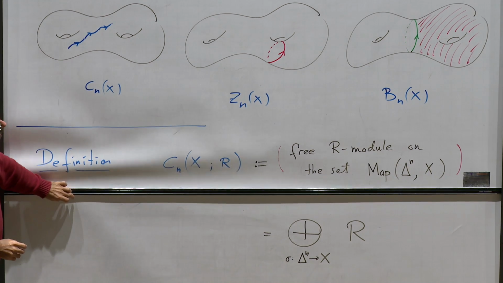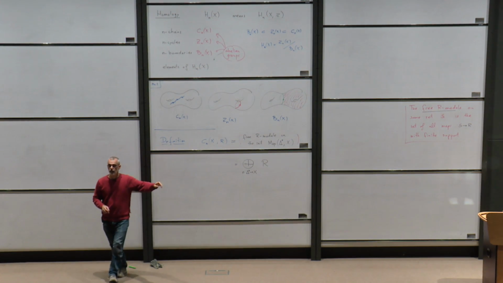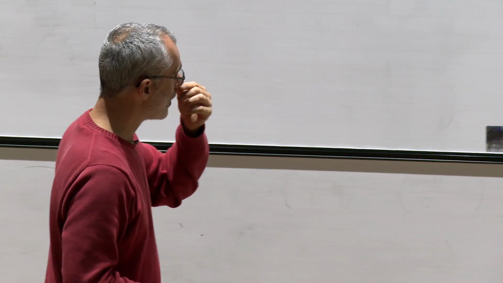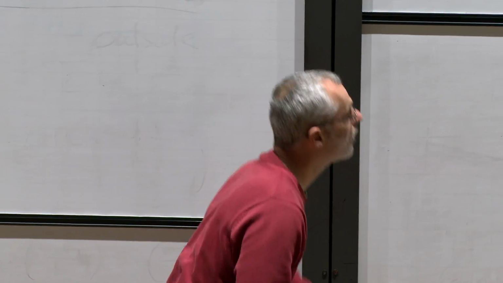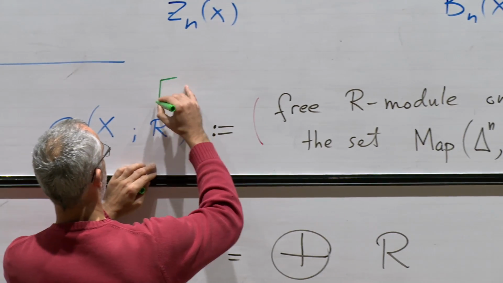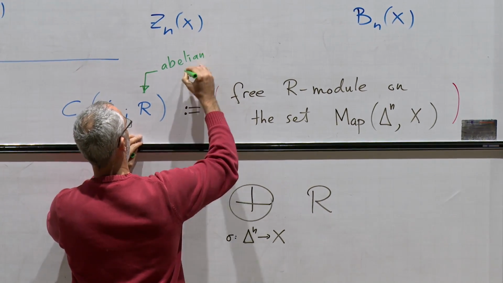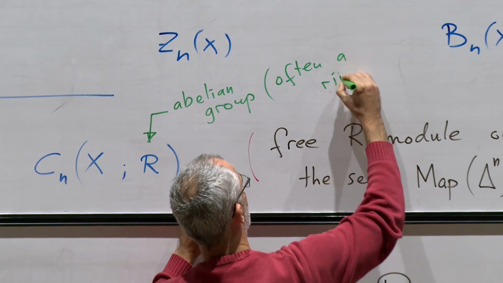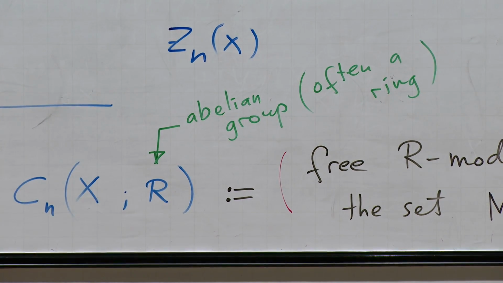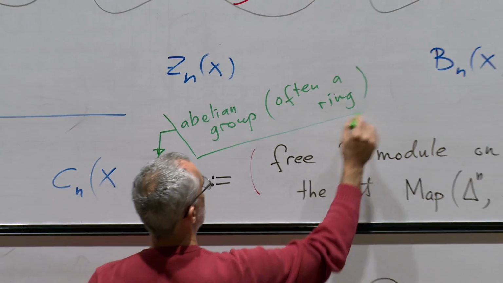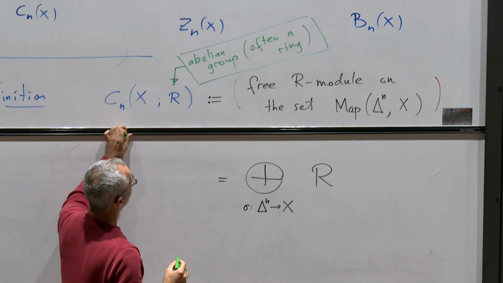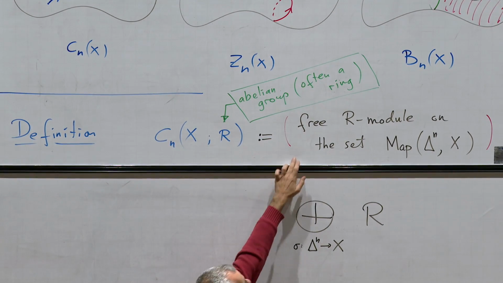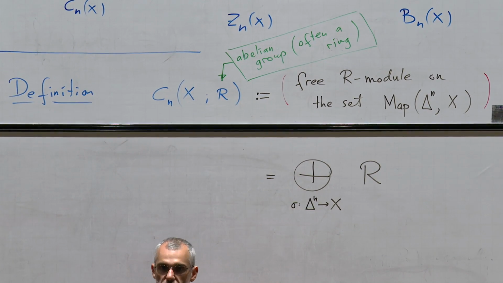Does R have to be commutative? Yes, R is commutative. It's an abelian group, yes. So this is an abelian group, and often a ring, even though that is not really necessary. So if it's a ring, you may use either this or that. If it's an abelian group, you're not allowed to use this, you use that. But that's what it means.